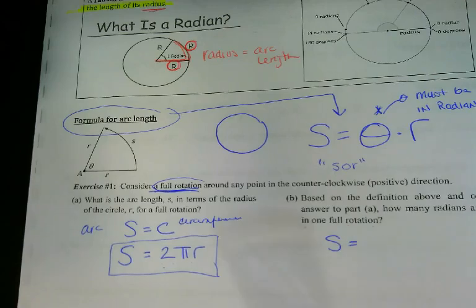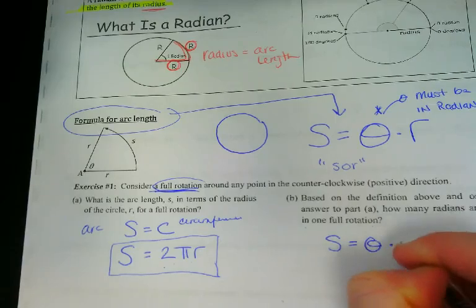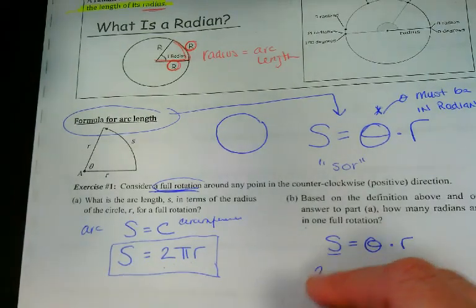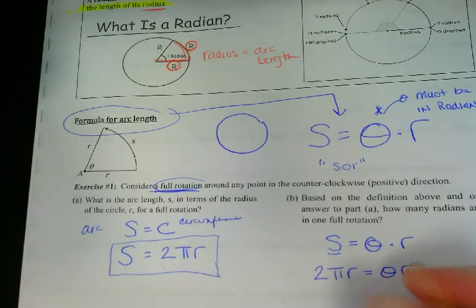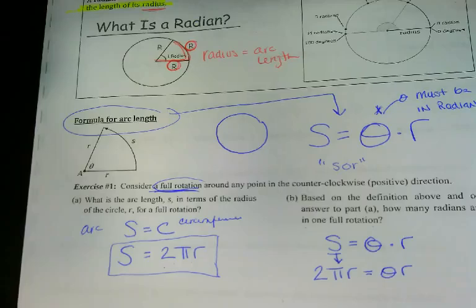All right, so this was more of an exploratory thing. Based on your definition above and your answer to part A. Our definition above is S equals theta r, and our answer to part A, we said S is equivalent to 2 pi r. So I'm going to replace this S with 2 pi r equals theta r. I just replaced my S with what we said it was equivalent to.